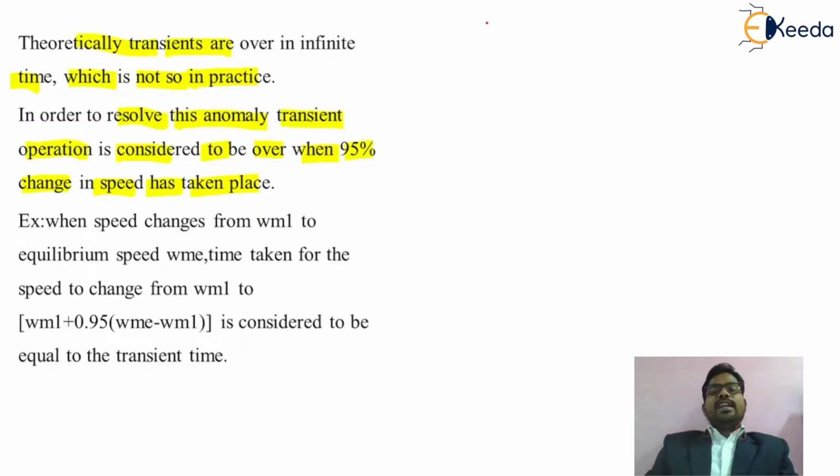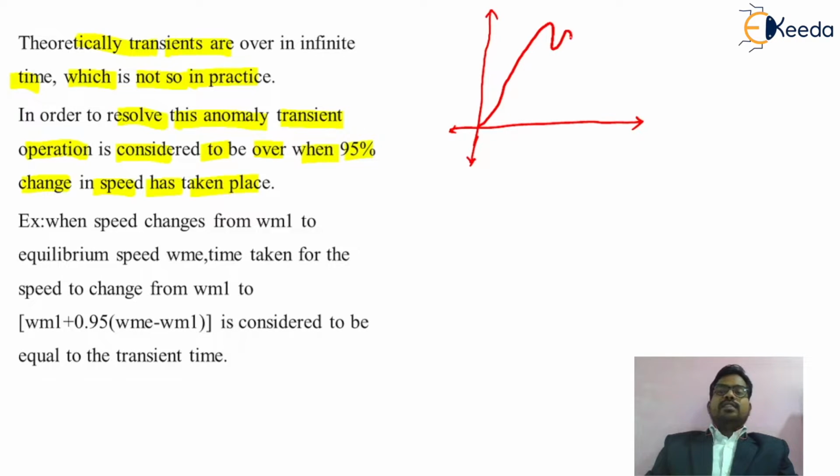The concept is that, suppose we are taking the stability of your electrical system. This will be the transient state stability. This transient state stability looks like that. That is a transient state operation. This will be the value of omega me, the equilibrium speed of your electrical drive.